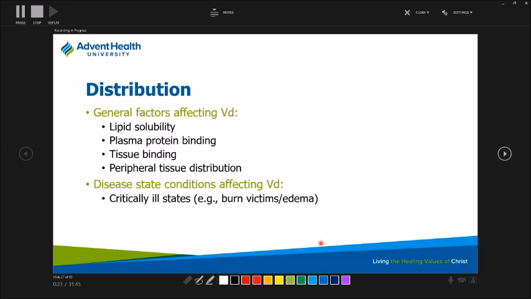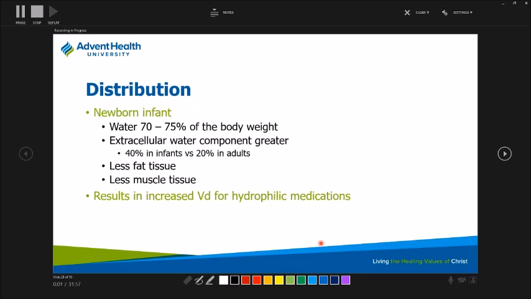And look at the concomitant conditions that are going on here. If the patient is very edematous, that's going to affect volume of distribution. If they are very dehydrated, that's going to affect the volume of distribution. That's going to affect your blood levels pretty significantly, right? So to mention, a lot of body water here, less fat tissue, less muscle tissue.